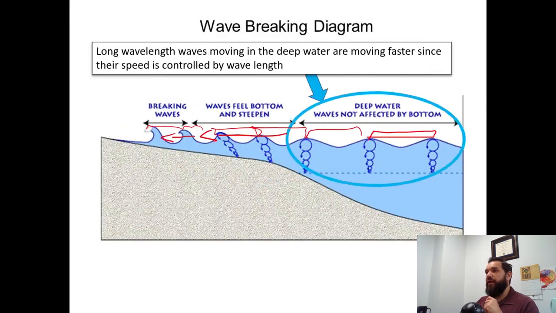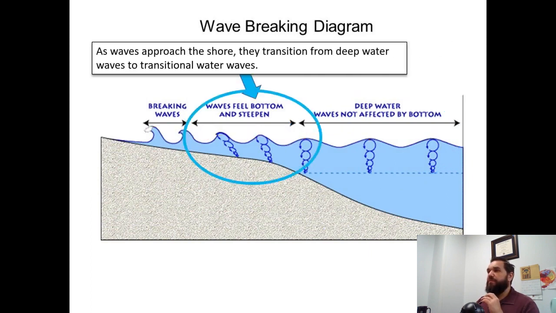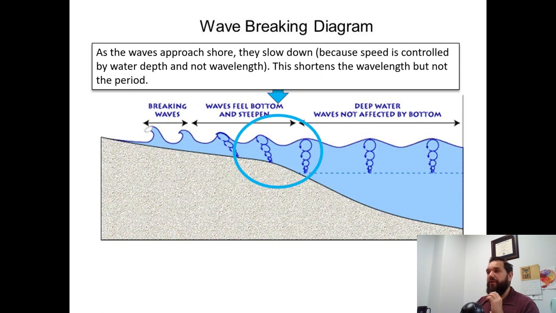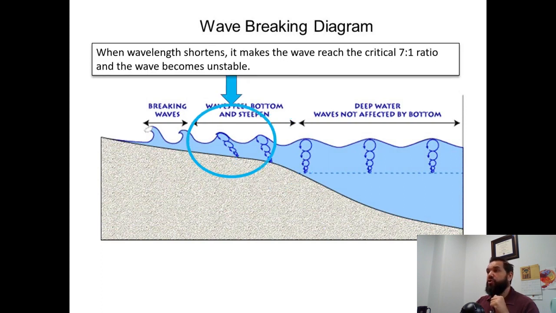So as the wave, right, longer wavelengths are moving in the deep water. They're moving faster because their speed is controlled by the wavelength. When waves approach the shore, they transition from deep water waves into transitional water waves. They start to feel the bottom of the shore. As the waves approach shore, they slow down because speed is controlled by water depth, not by wavelength. That shortens the wavelength, but it does not shorten the period. The wavelength shortens. It makes the wavelength reach the critical 7-to-1 ratio, and the wave becomes unstable.